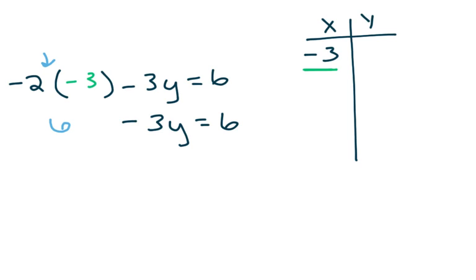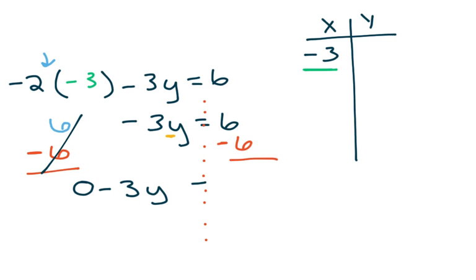Well, we're trying to isolate. Remember, our goal is to get y by itself. So think of this equals mark as a line in the sand. We need to get the 6 from the left side to the right side, so I'm going to subtract 6 from both sides. 6 minus 6 is just going to cancel. So that's going to give us 0 minus 3y equals, what is 6 minus 6 on this side? Well, it's still just 0.